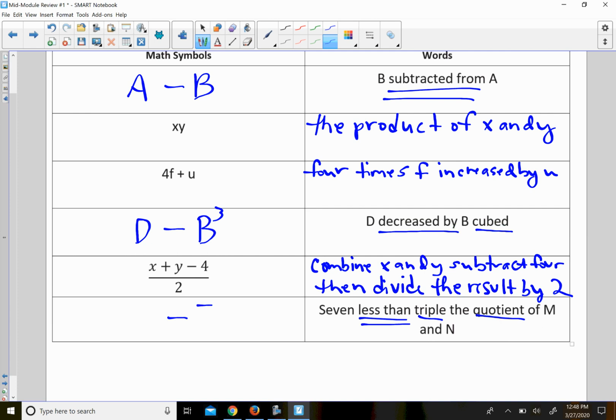So 7's going to switch to the back because that's a switcheroo, and then all of this is going to switch to the front. So triple specifically means 3 times. In this case, 3 times the quotient, which is the answer to the division. So 3 times the answer to my division. M was first, so it's my numerator, and n is second, so it's my denominator. So 7 less than triple the quotient of m and n.